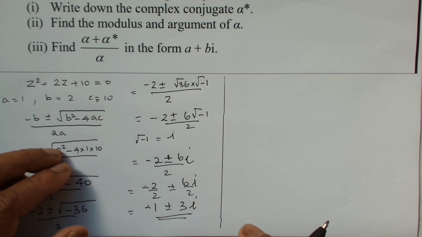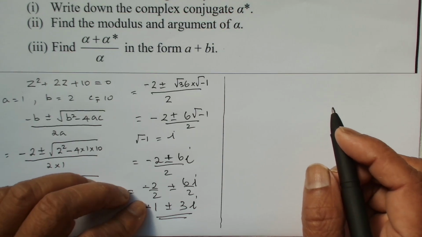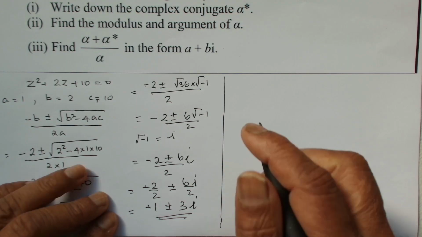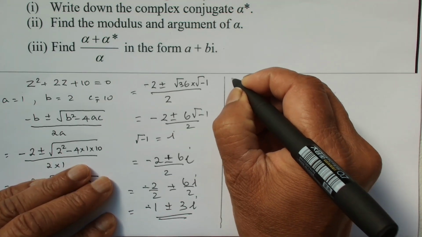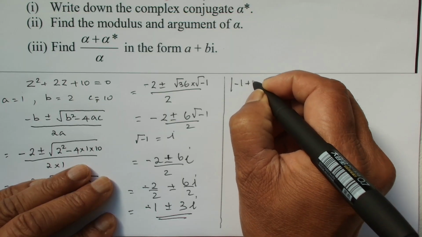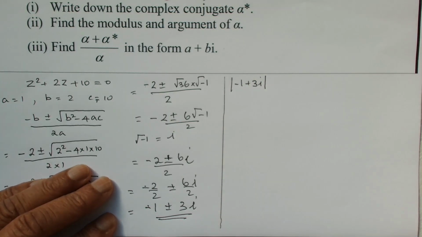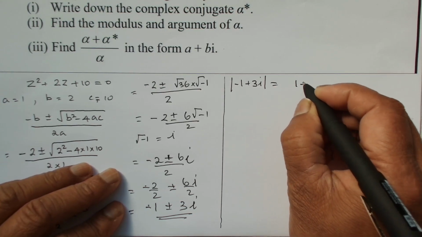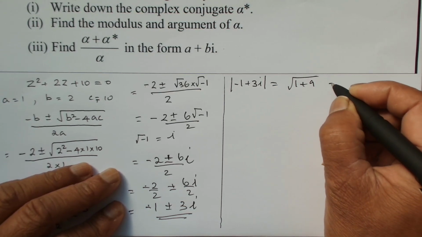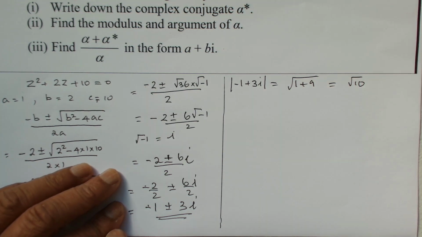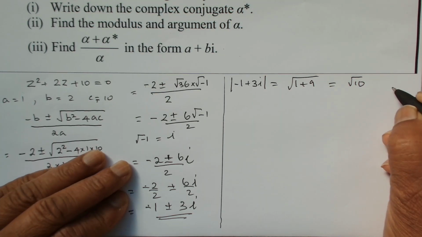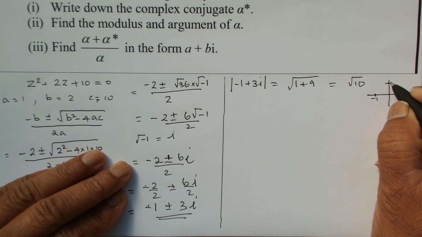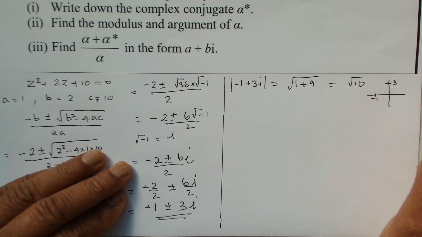The second part: find the modulus and argument of each root. So the modulus for minus 1 plus 3i, I use the plus one first. That will give 1 plus 9, which is equal to root 10. So you can draw the diagram here. This is going to be on minus 1 here and 3 here. So that's going to be in the second quadrant.